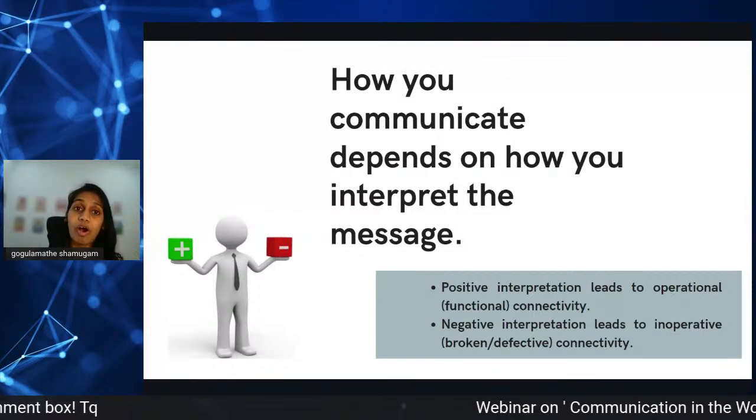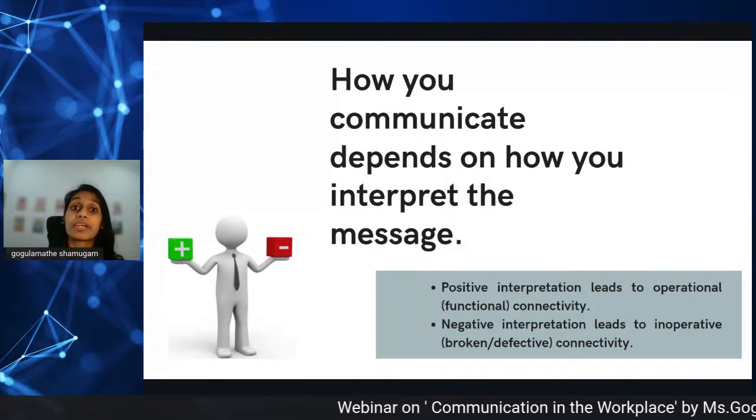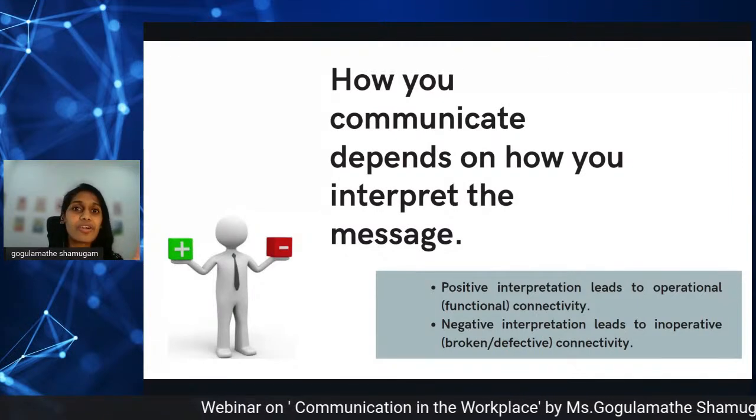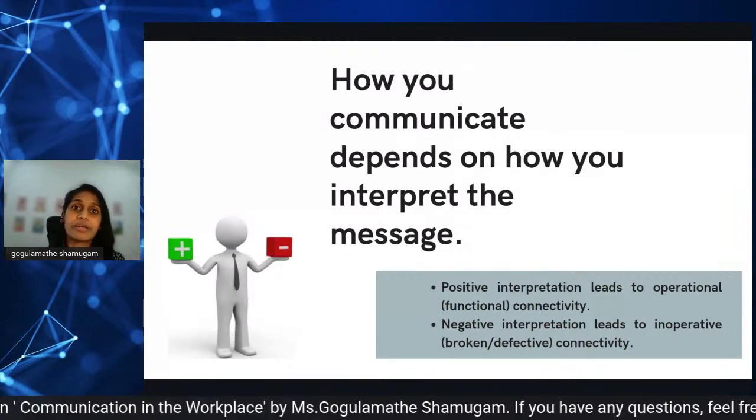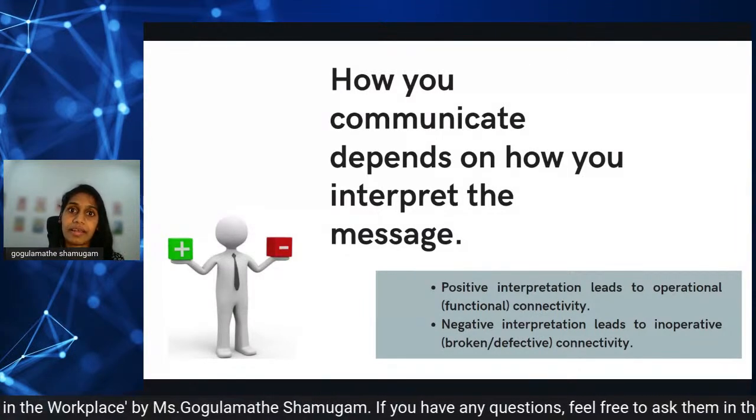So have that positive interpretation, because all you need to do right now is build the connectivity. After all, at the end of the day, the management, they don't care. They just want the result. You need to complete the task, right?